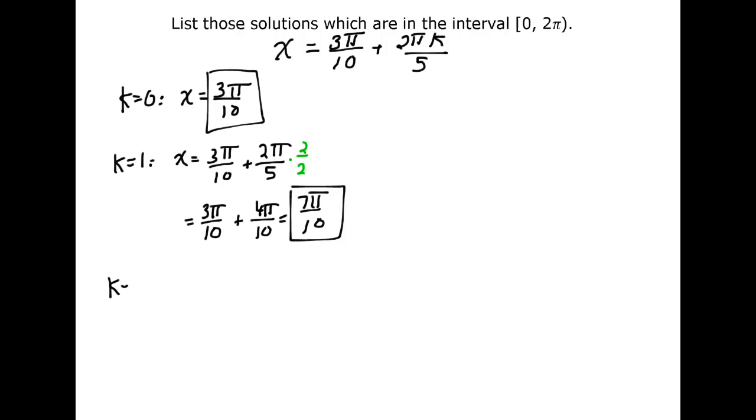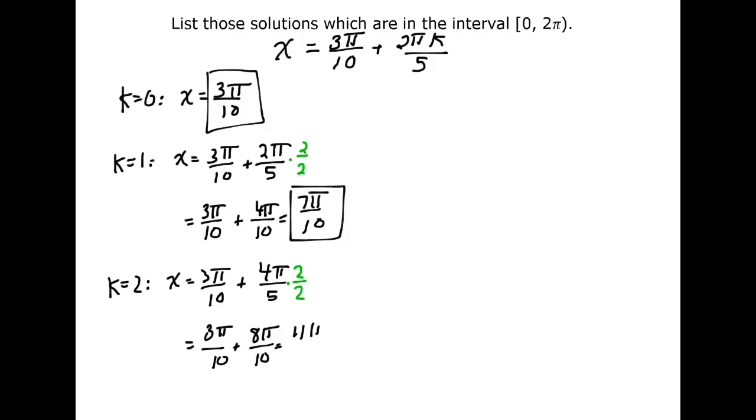How about when k is 2? When k is 2, we have x is 3 pi over 10 plus 4 pi over 5. So again, we'll multiply by 2 halves here. And what do we get? 3 pi over 10 plus 8 pi over 10, 11 pi over 10.